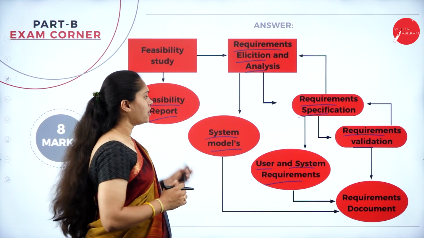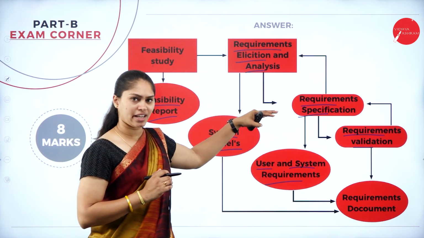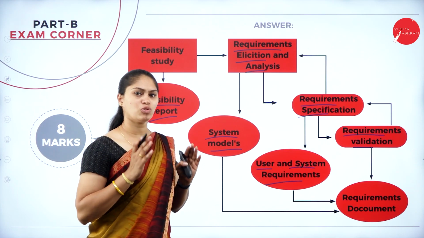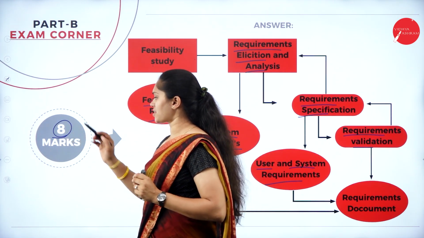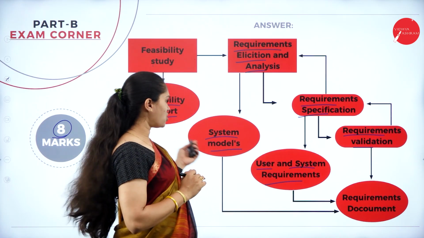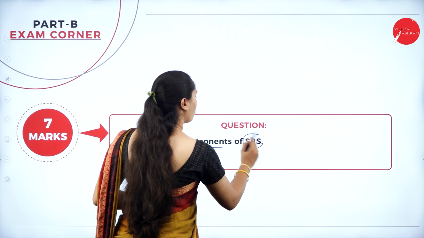So with the help of this diagram, you need to explain what is requirement engineering. Along with that, you have to explain all the 5 stages in order to get 8 marks. I hope you all understood regarding this question. Let me move to the next question. Explain the components of SRS.